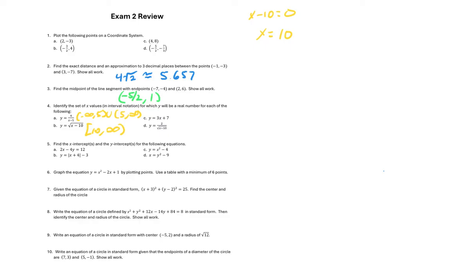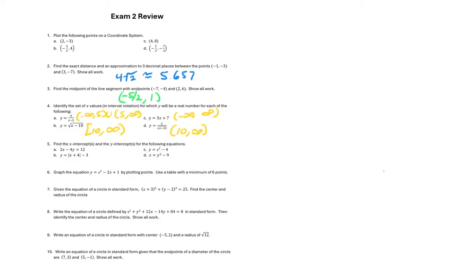For part C, we have y equals 3x plus 7. There's no values from -infinity to infinity that'll cause that to become non-real. D, we have y equals 2 over the square root of x minus 10, which is very similar to B, but now that square root is in the denominator, and when x equals 10, we get an undefined. So it'll be open parentheses this time, 10 on to infinity.